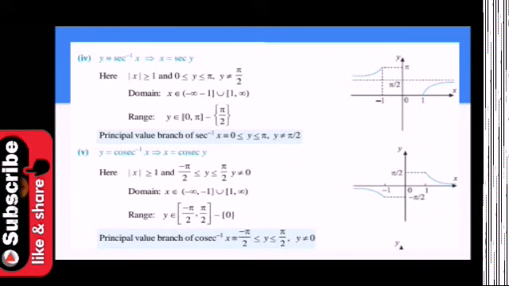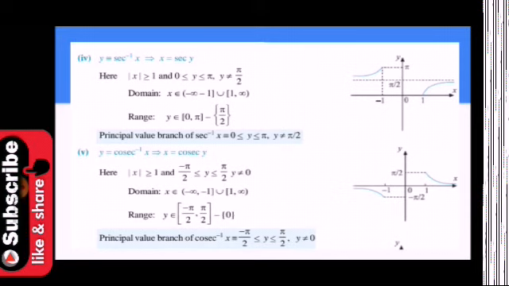We have to omit pi by 2 value. So the domain of sec inverse x is x belongs to minus infinity to minus 1, union 1 to infinity. Range is y belongs to 0 to pi, here you have to consider the closed interval, and the difference is pi by 2. Pi by 2 is to be omitted.